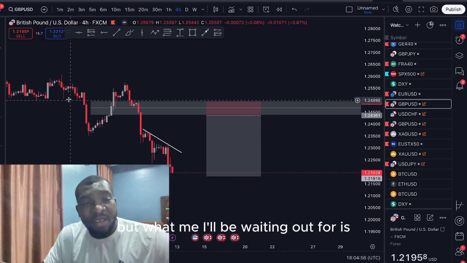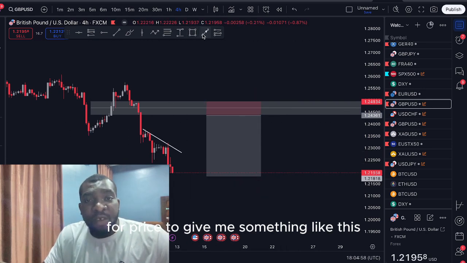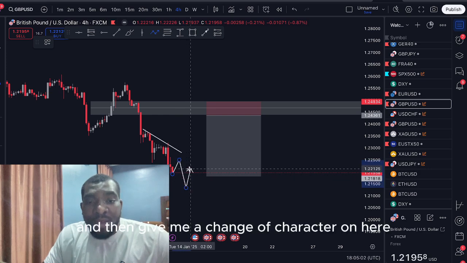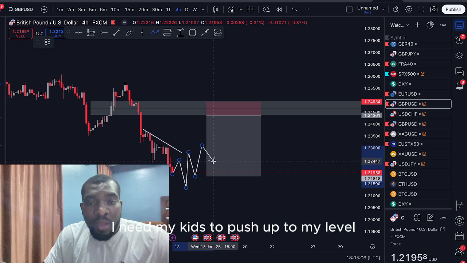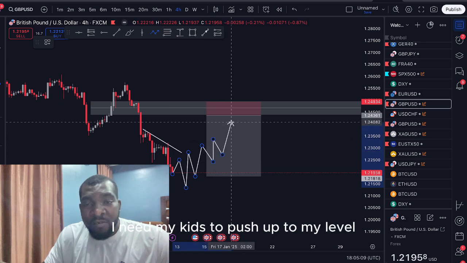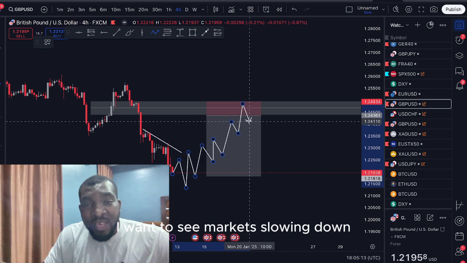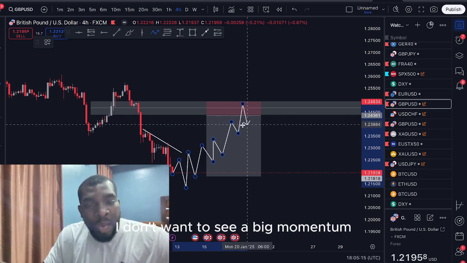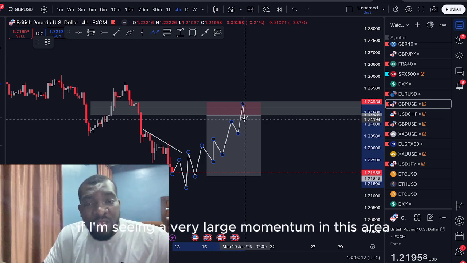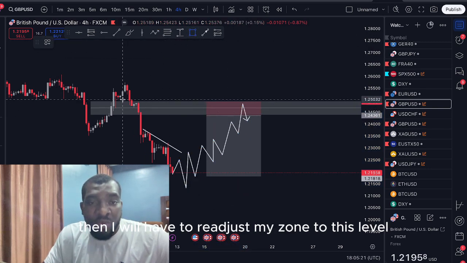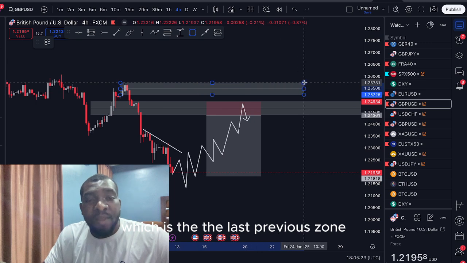But what I'll be waiting for is for price to give me something like this: a trend down, and then a change of character around here and start pushing up. I need the market to push up to my level, and as soon as it does, I want to see the market slowing down. I don't want to see a big momentum. If I'm seeing very large momentum in this area, then I will have to readjust my zone to this level, which is the last previous zone.